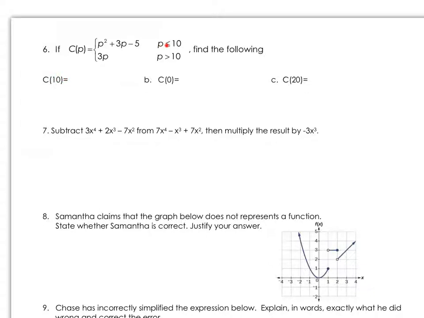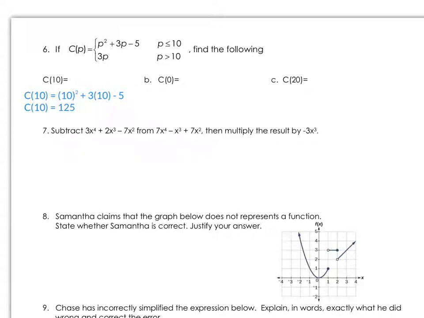Is 10 less than 10? Or I'm sorry, less than or equal to 10? Well, yes, it is, so I'm going to use this function. So I decided I'm using that function, so I just substituted 10 in place of all the p's. So 10 squared plus 3 times 10 minus 5, and we can do that in our calculator, and we get C of 10 equals 125, and that's our answer there.